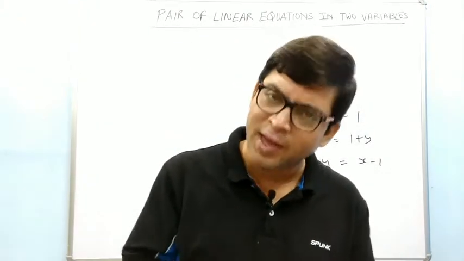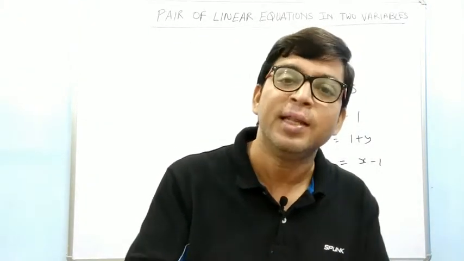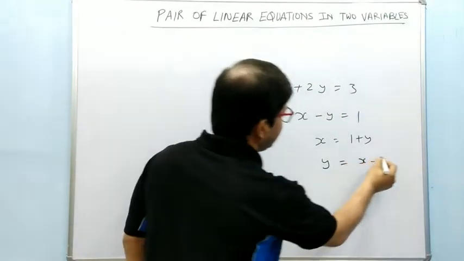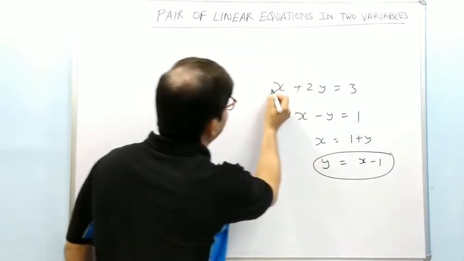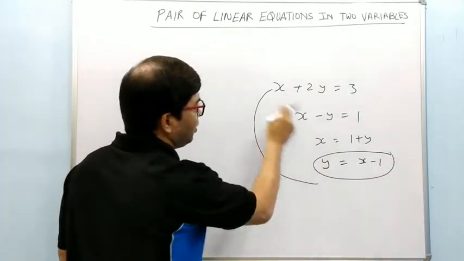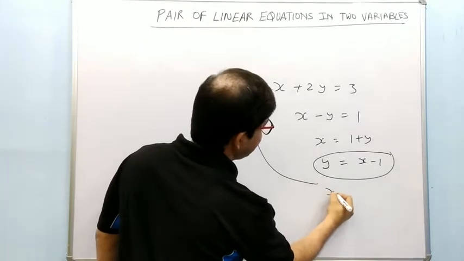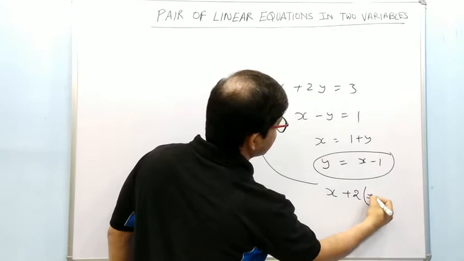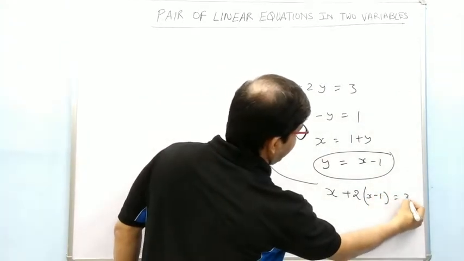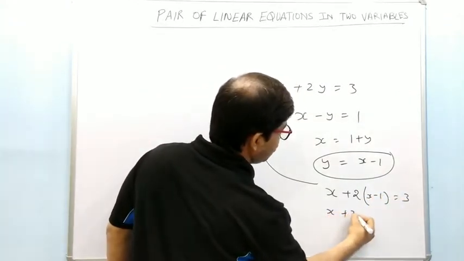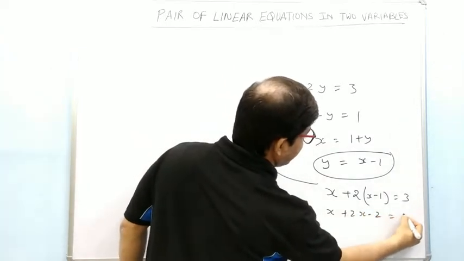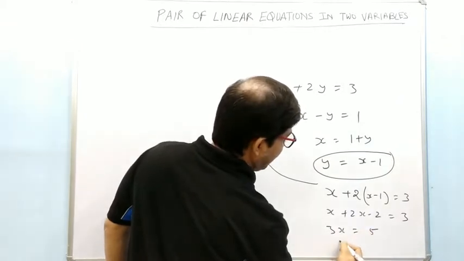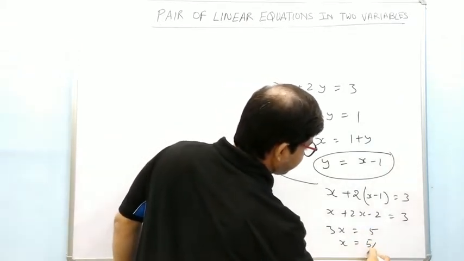Pick from one equation, put it in the another equation, simplest method. So if I just put this thing in the another equation, because I got the value from this equation, this will be x as it is. For y I need to write that thing, 2 into x minus 1 is equal to 3. So this is x plus 2x minus 2 is equal to 3. So 3x is equal to 5. So x is equal to 5 by 3.